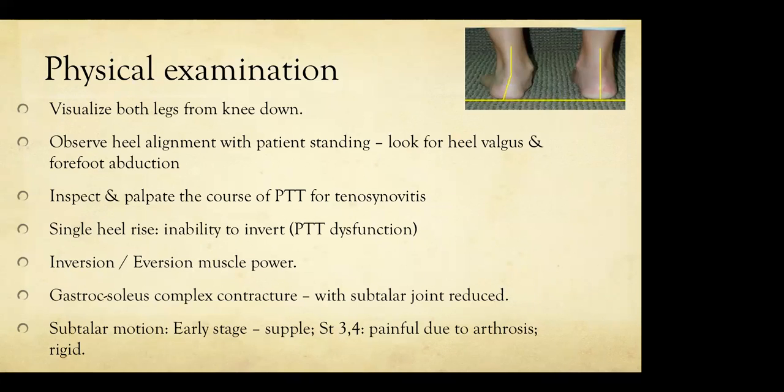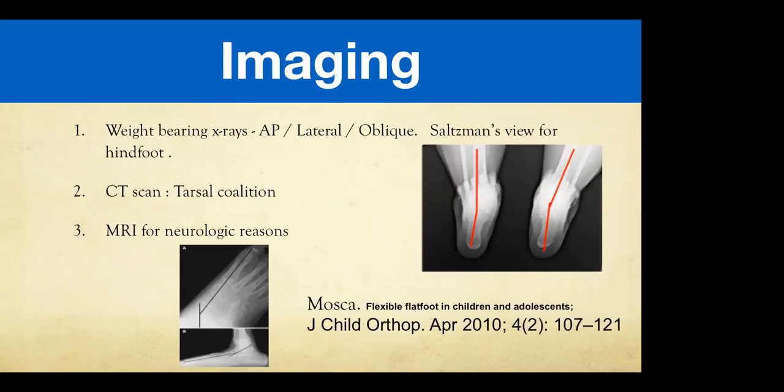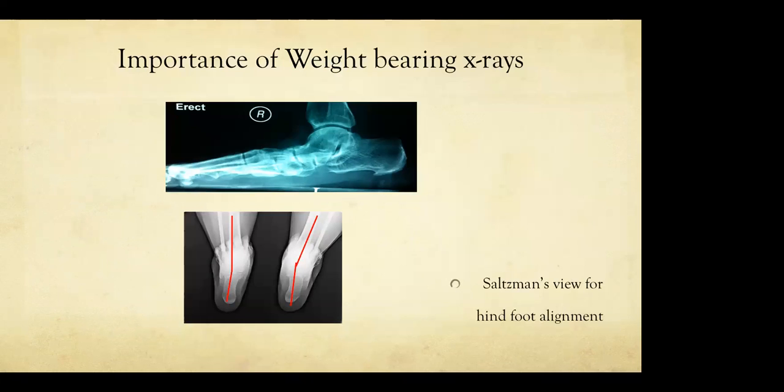In early disease, it's supple. In late arthritic disease, it's painful due to arthritis and rigid. So imaging, as we discussed, weight-bearing X-rays are important. Sometimes CT scan and MRI is done to check for correlations or any neurologic reasons. The importance of weight-bearing X-rays, as we just discussed, and the Saltzman view for hindfoot alignment, is important.